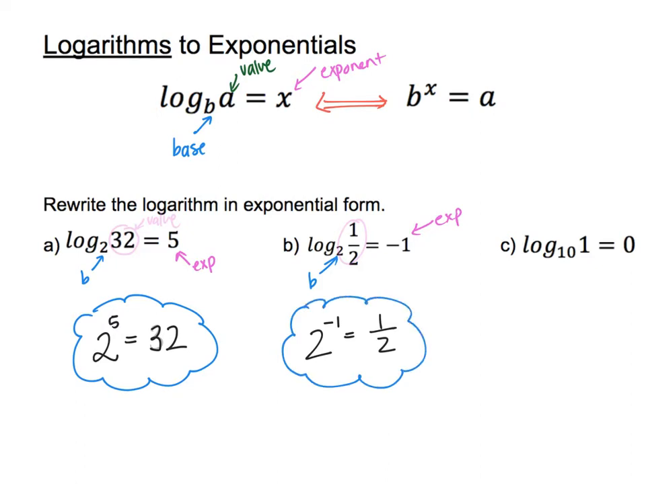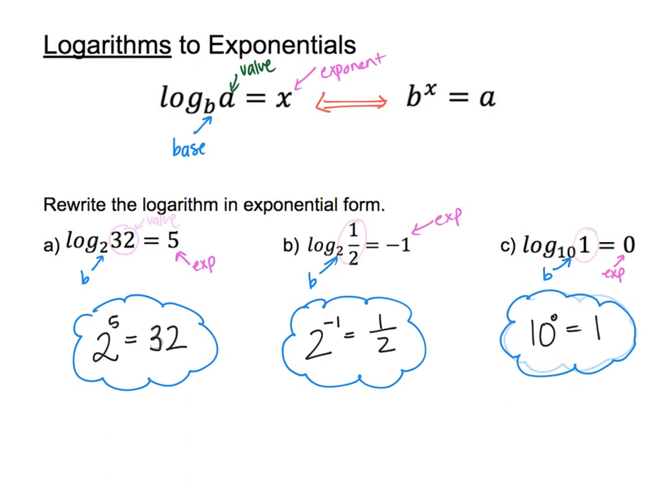All right, and then the next one here, this is log base 10, 1 equals 0. So this base here is a 10. And it looks like my exponent here is a 0. So 10 to the 0 power gives me 1, right? Anything to the 0 power gives me 1. But when I see that the inside of the log is also 1, it kind of confirms, yeah, 10 to the 0 power gives me 1. So that's it. I've just transformed them to exponentials.